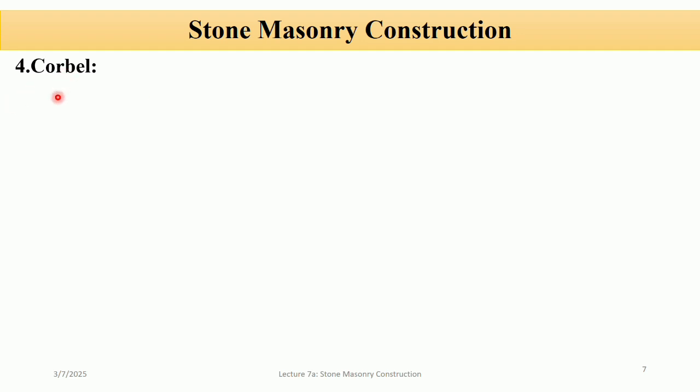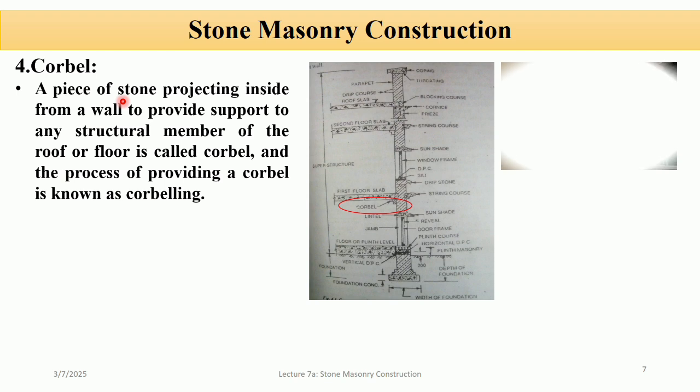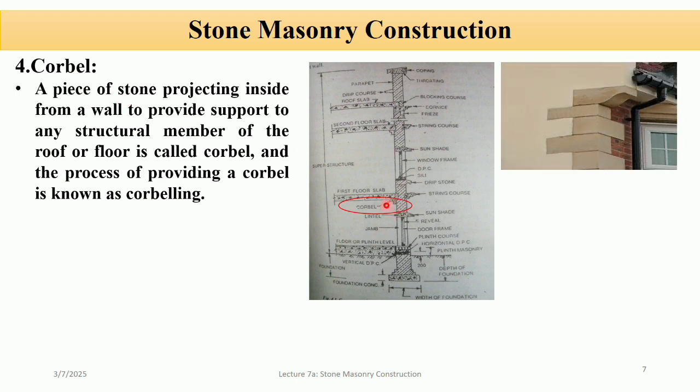Corbel. A corbel is a projection from a wall that supports a structural element above it, such as an arch, beam, or balcony. The corbel helps in load distribution and adds architectural aesthetics. We can say that the corbel provides structural support to the building. You can see in the figure that a corbel is here and it supports the first floor slab. This is the corbel.